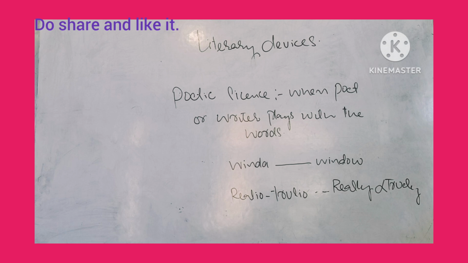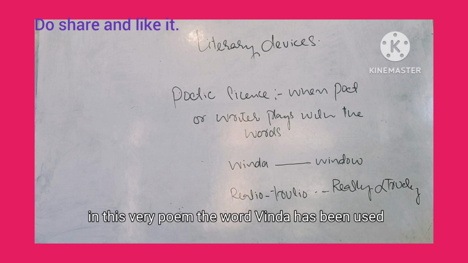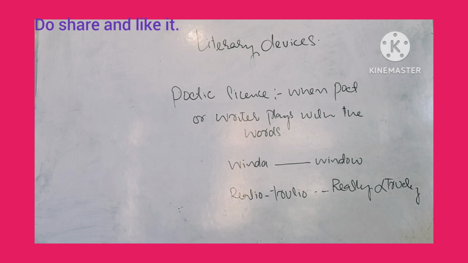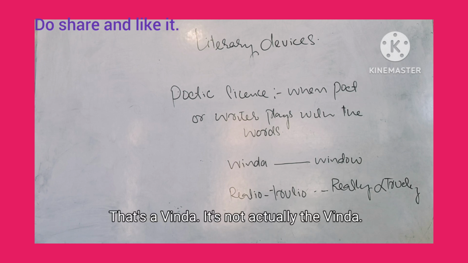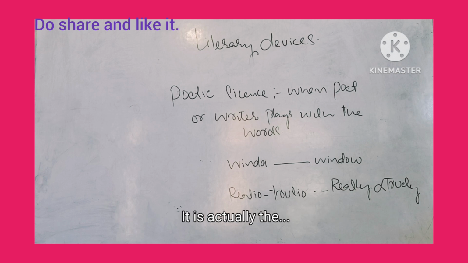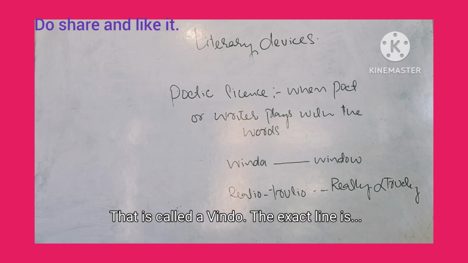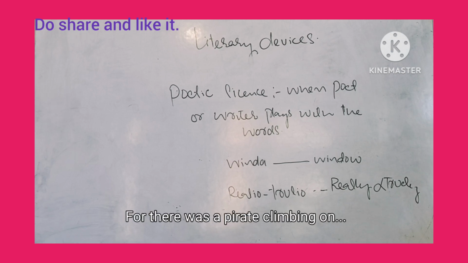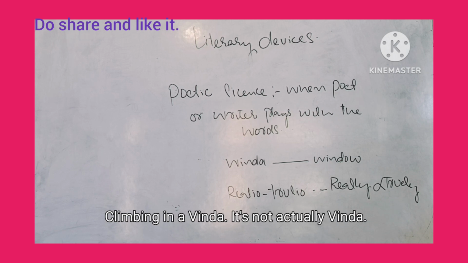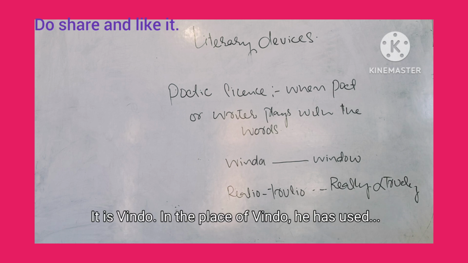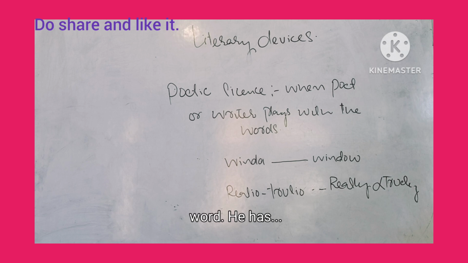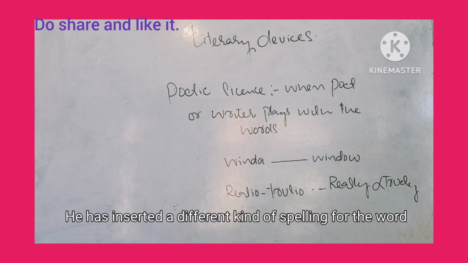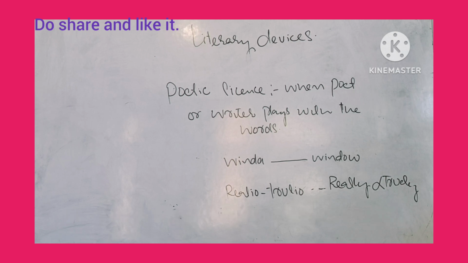Poetic license means when the poet, writer, composer or the narrator plays with the words. For example, in this very poem the word "winda" has been used. It's not actually "winda", it is actually what is called a window. The exact line is, "For there was a pirate climbing in a window." It's not actually window, it is winda. In place of window, he has used winda. He's playing with the words. He has inserted a different kind of spelling for the word window.